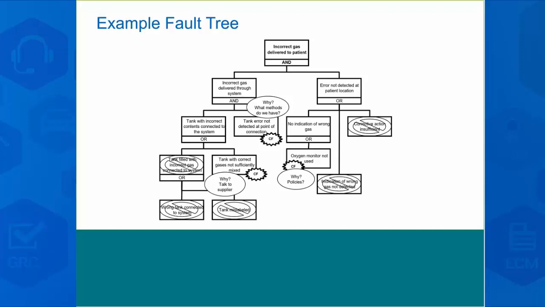Well, for two of those, I'm going to drop the universal no symbol on top of that. That means I have data to prove that those events did not occur. So I'm not going to develop them anymore. But the no indication of a wrong gas, I'm going to ask questions about that one. And I'm going to get down to oxygen monitor not used.